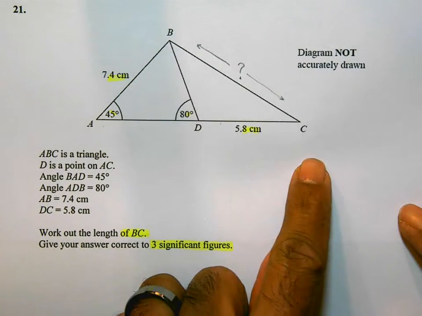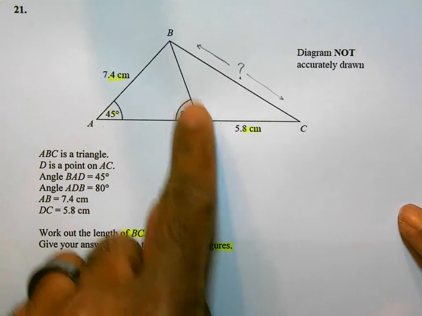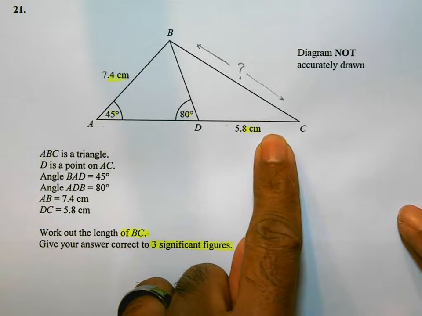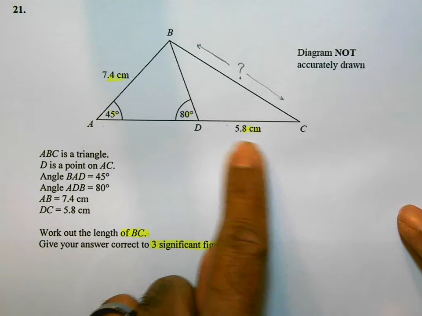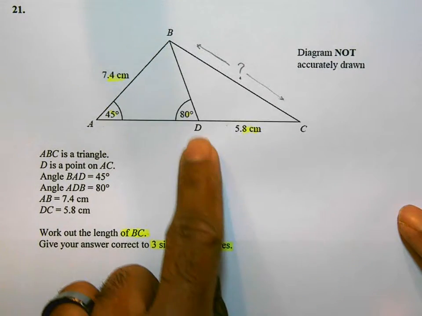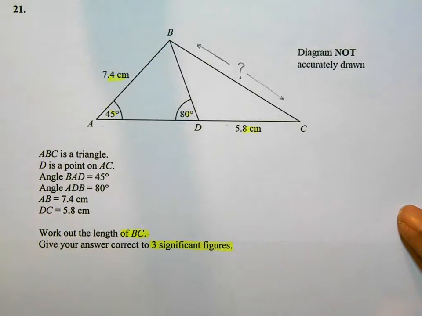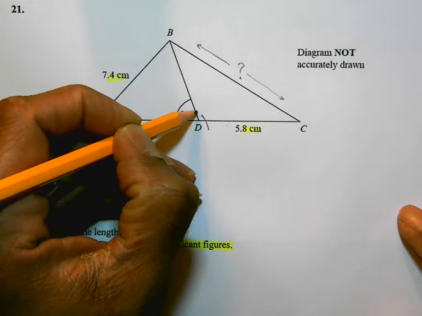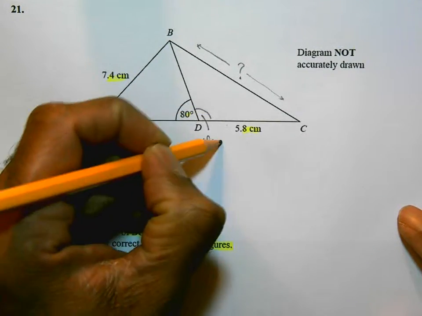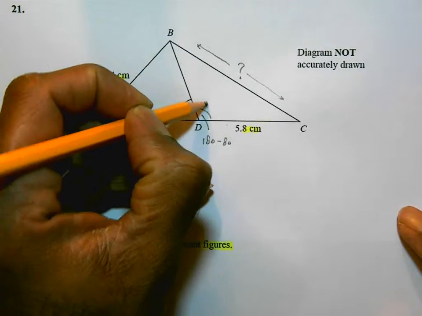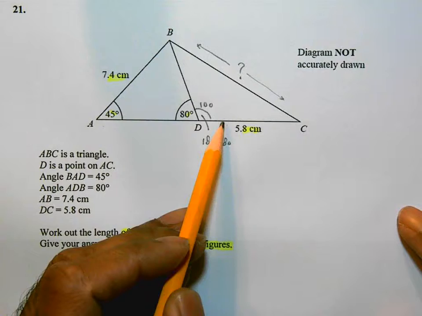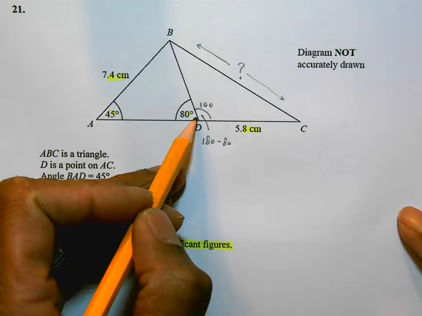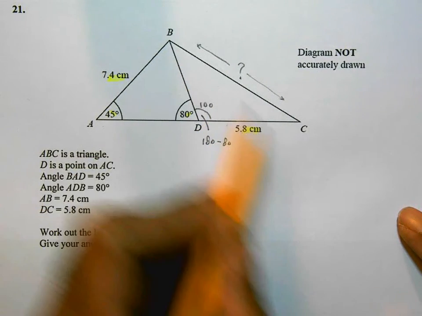Now, looking at the triangle that contains BC, the only thing I know about this triangle is that this side is 5.8 centimeters. I could work out what this angle is here. Angles on a straight line add up to 180 degrees, so this angle here is going to be 180 take away 80, which is 100. That still doesn't help me very much. What I do need to do is to work out the length of this side if necessary, and then I might be able to use the cosine rule.